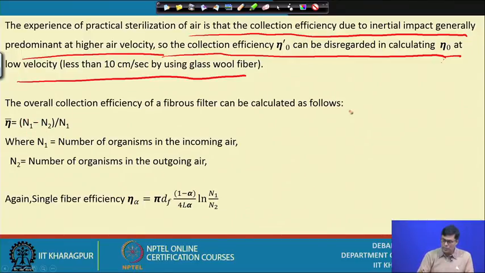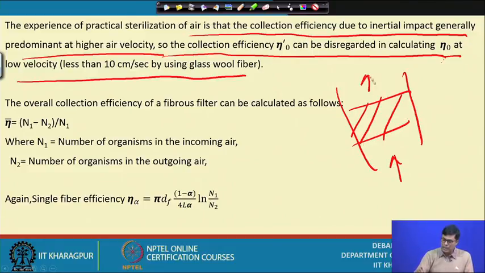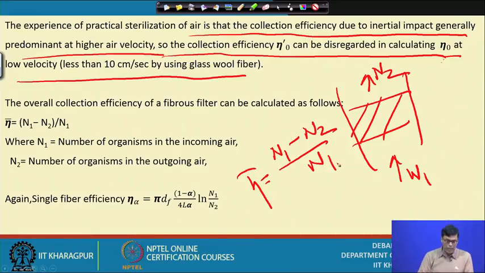Suppose this is a fiber, this is a filter, and you pass air, and air in is N1, and this is N2. So, removal efficiency will be what? N1 minus N2 divided by N1. Am I right? And single fiber efficiency is what? Equal to pi d_f (1 minus alpha) L. What is alpha? It is the fraction of the fiber. That 1 minus alpha is the void fraction, and L is the length of the fiber. What is d_f? It is the thickness of the fiber. This we can design, and this is N1 by N2, which we have given here.